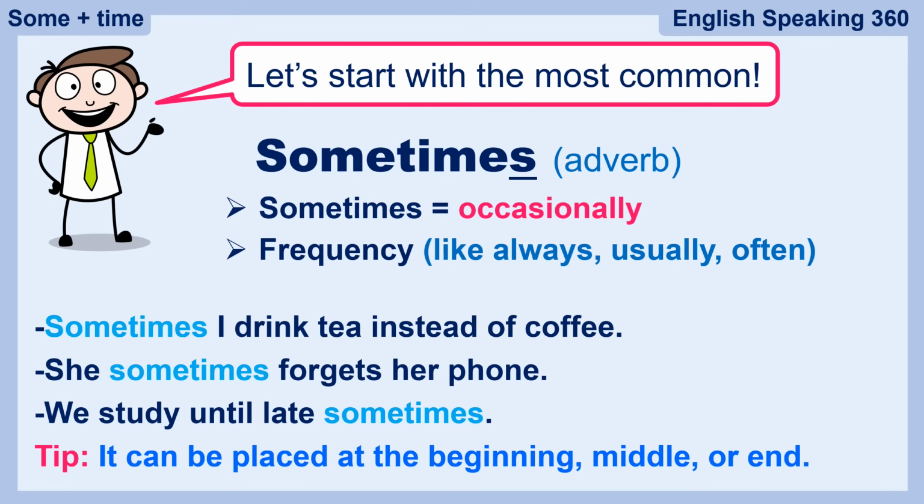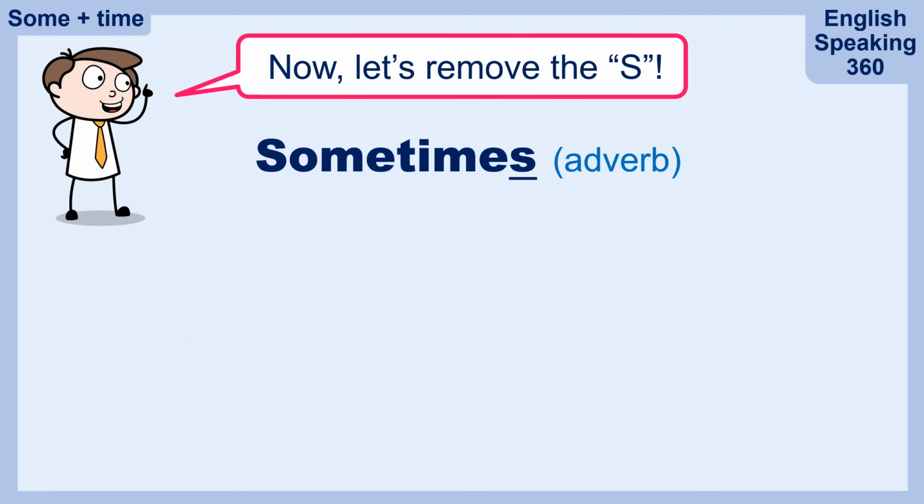You can say, sometimes I drink tea instead of coffee. You can say, I sometimes drink tea instead of coffee. Or you can say, I drink tea instead of coffee sometimes. They all have the same meaning. Now let's remove the S.